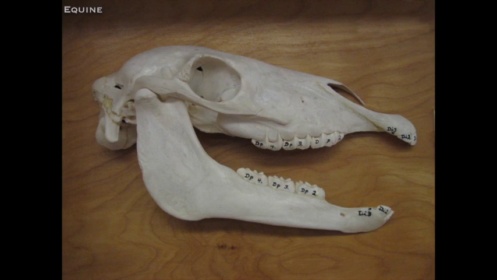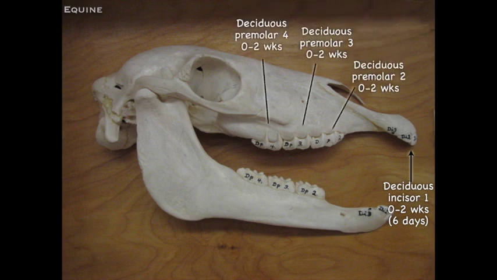We see the first deciduous teeth erupting. This occurs at birth to 2 weeks, and we're going to kind of round that to 6 days. You'll see why in a bit. Notice also that the deciduous premolars come in within those first 2 weeks as well. Okay, starting with premolar 2, then premolar 3, and premolar 4. Okay.